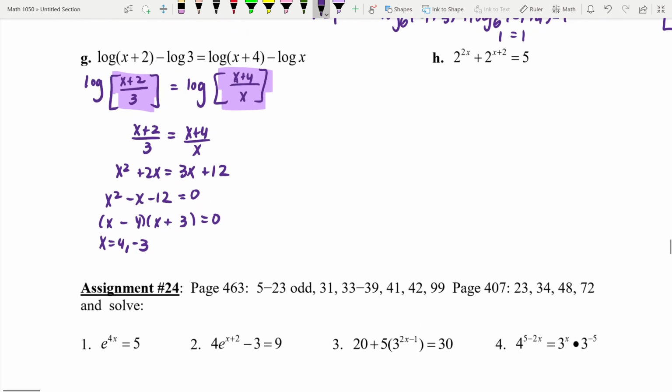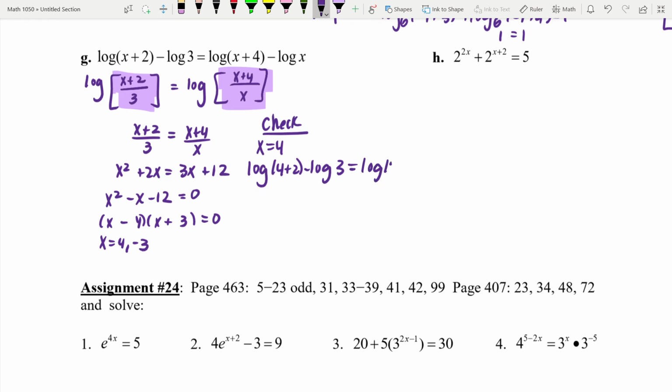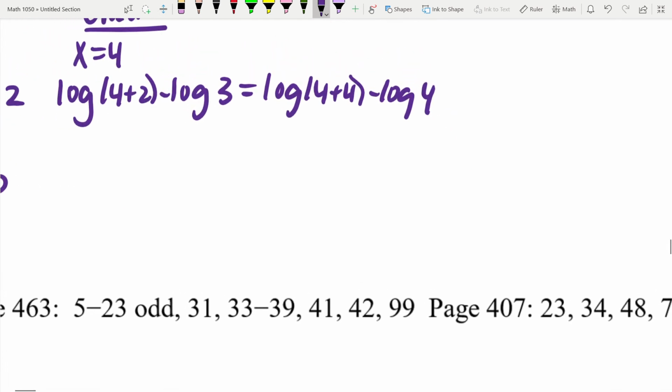Check. Write down the word check. x equals 4. Some people write ridiculousness for their check. The only acceptable writing underneath the check would be exactly what I have right there. Look. Okay, so don't write anything less than that. Then everybody go log 6, close it off, minus log 3, close it off, hit enter, 0.301. Right hand side, log 8, close it off, minus log 4, close it off, 0.301. It totally checks out.